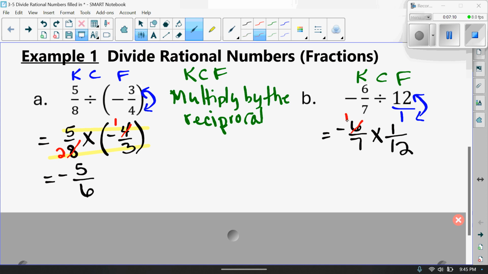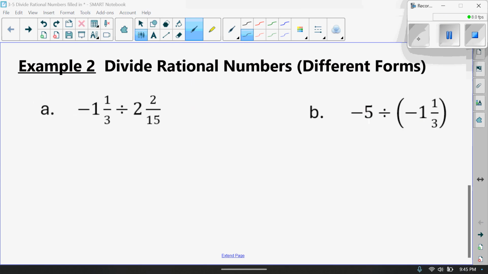So 6 divided by 6 is 1. 12 divided by 6 is 2. So when we multiply straight across, a negative times a positive, different signs, means that's negative. And 1 times 1 is 1. And 7 times 2 is 14. There we go.